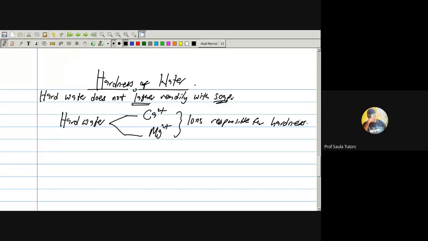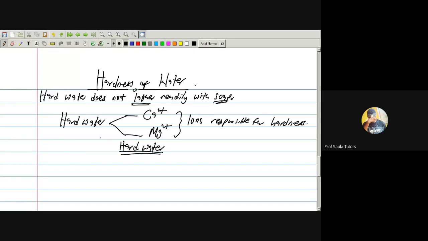Ions responsible for hardness. Exactly. These are the ions responsible for hardness. Good. Please don't forget: the ions responsible for hardness are calcium ions and magnesium ions.